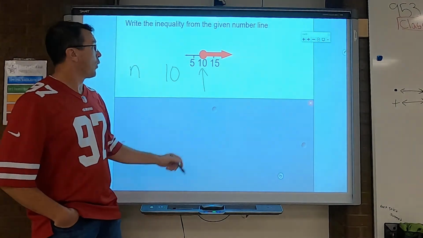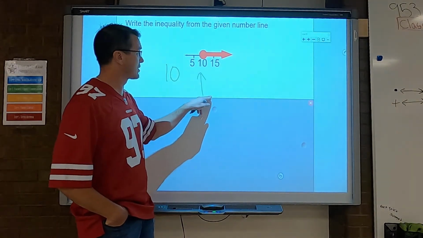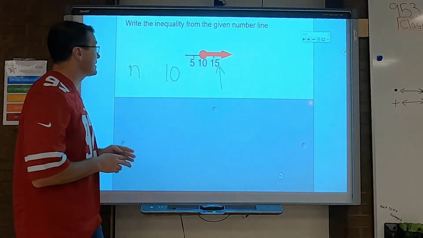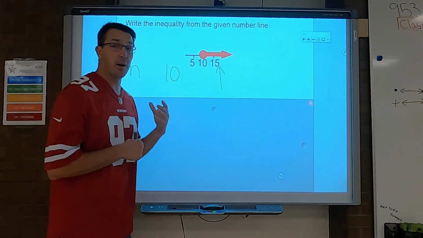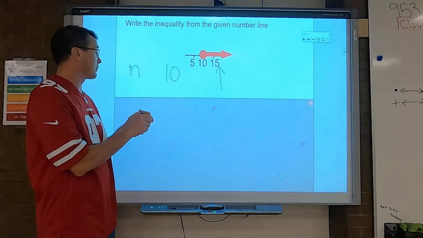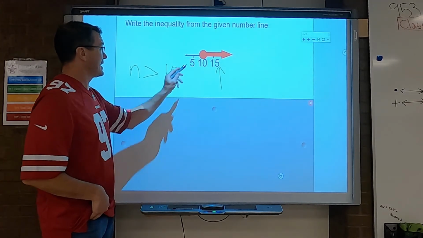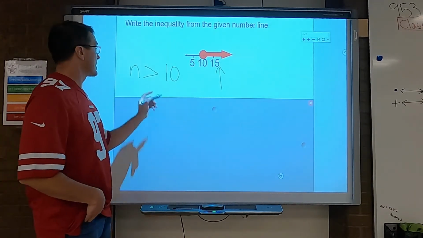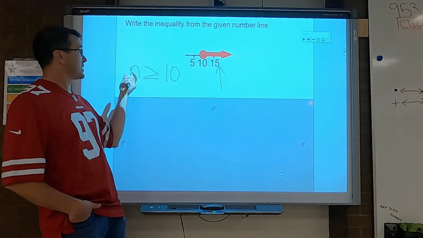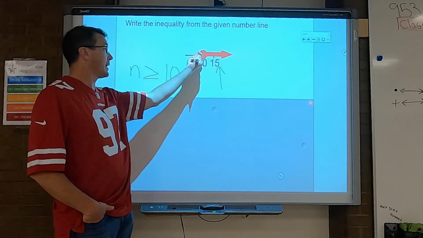And now I say, which way is the arrow going? Is the arrow going to the right, or is the arrow going to the left? In this case, it's going to the right. And what is the right? The right is greater. And greater means that I have to have an alligator, because the alligator is greater, facing towards my variable. So I'm going to put an alligator facing towards my variable. And is it filled in? It is filled in, so I know that it has to be greater than or equal to. What that basically is saying is n can be any number greater than 10 or equal to 10.